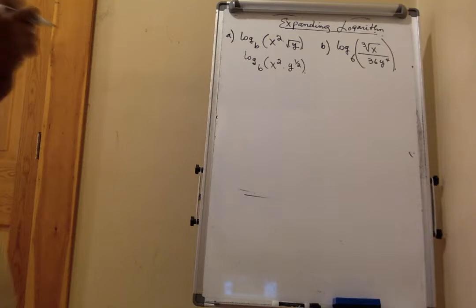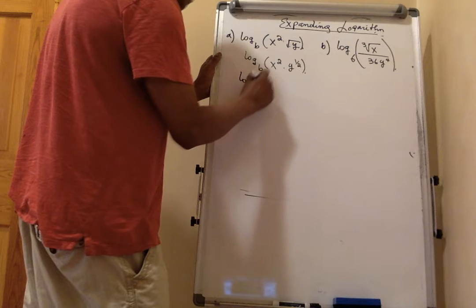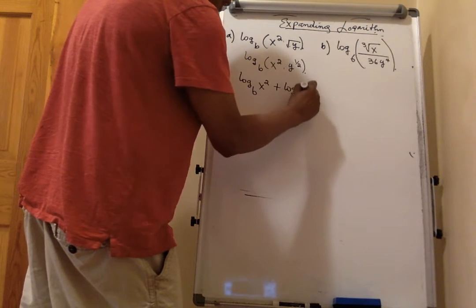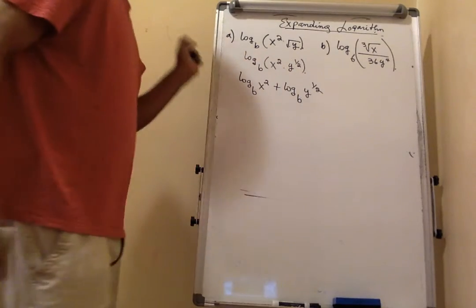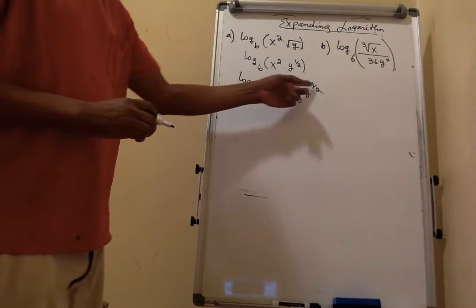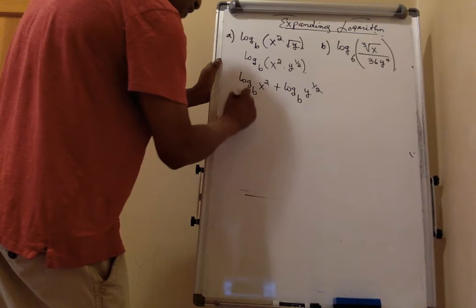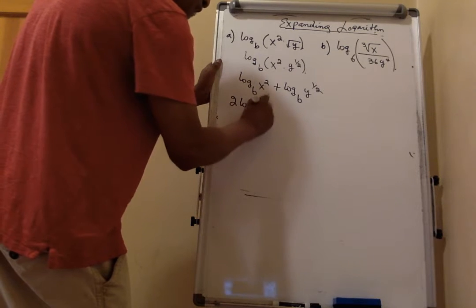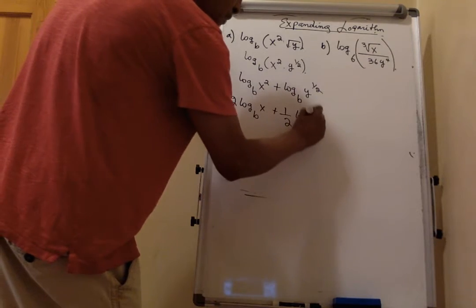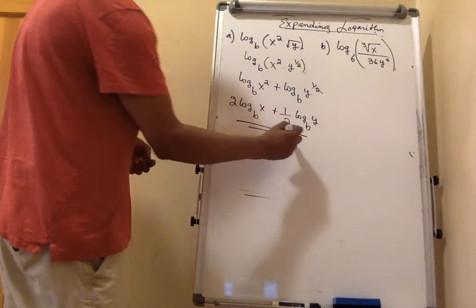Now let's use the power rule. So we have log b of x to the second plus log b of y to the half. We have now done the product rule. Now what is left is we want to get rid of the exponent, so we use what? The power rule. So this is the same as saying 2 log b x plus half log b y. Okay, and then we're done. We have expanded it.